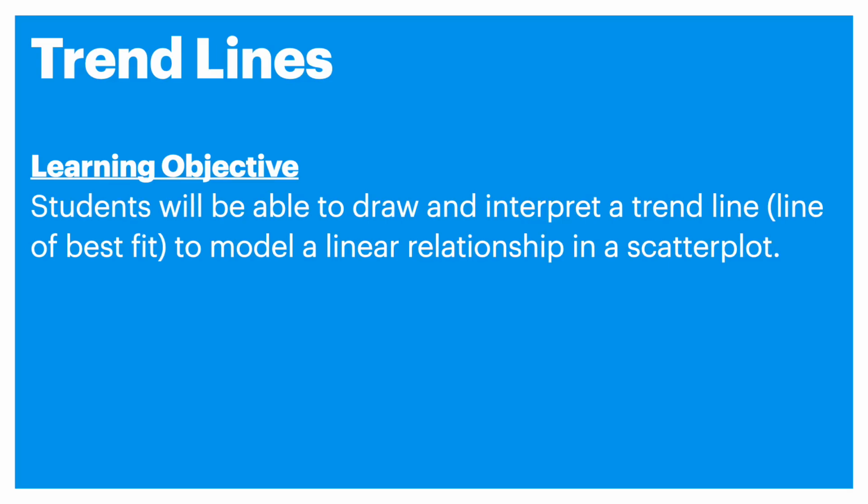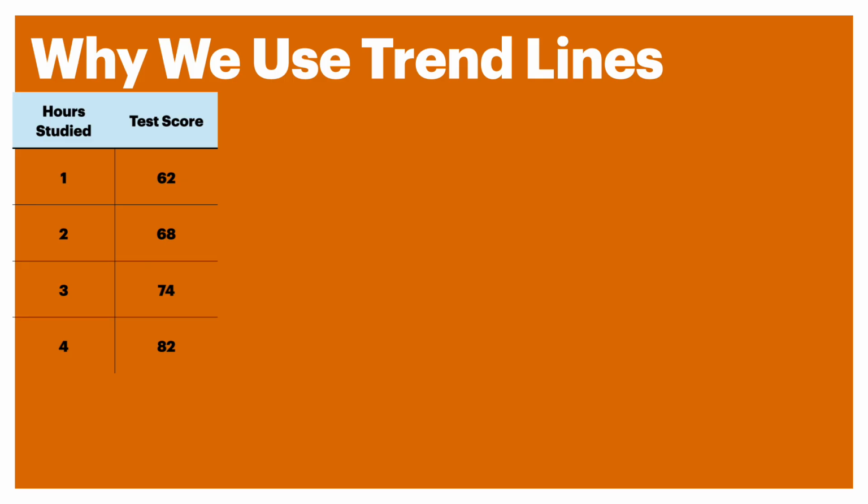In today's lesson, we're going to learn what trend lines are and how to draw them. And by the end, you'll learn and understand how to summarize scatter plot data with trend lines. So why do we use them? Scatter plots, as we've learned previously, help us to see relationships between variables.